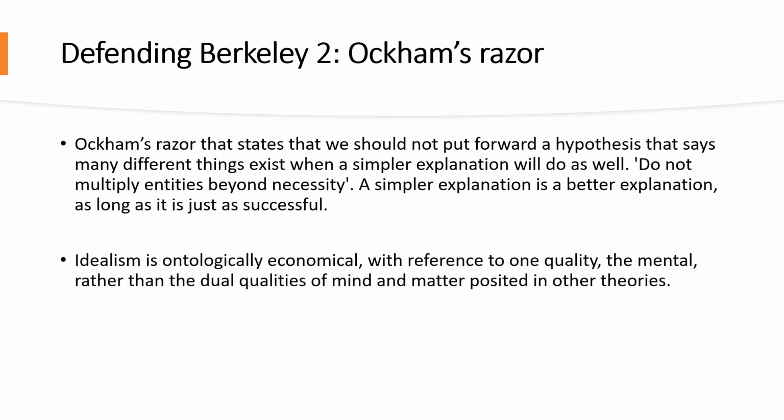So idealism here we could say is ontologically economical. It's economical or simple in terms of what it puts forward as existing. So ontology, remember, is the study of existence. It's ontologically economical with reference to one quality. So everything is a mental or mind-dependent quality rather than the dual qualities of mind and matter posited in other theories like indirect realism. So remember, it's cutting out the mind-independent world, and it's saying that only minds and ideas exist. This is a simpler theory, and perhaps a more elegant one if we're arguing for Berkeley here.